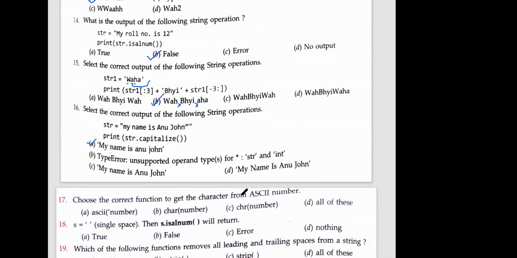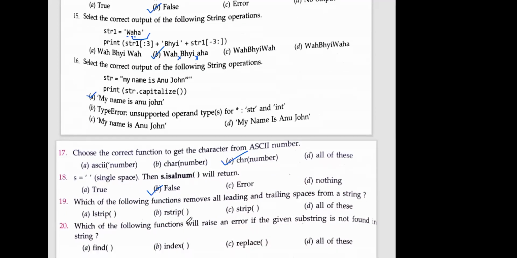To get the character from an ASCII number, what is the function? C. Yes, the answer is C, that is chr and then the number. Okay, now the next question, what will be the answer? False. It is given that a single space is there and then isalnum will return false. The reason is that space is also a character and it is not alphanumeric. Just now we have discussed that also.